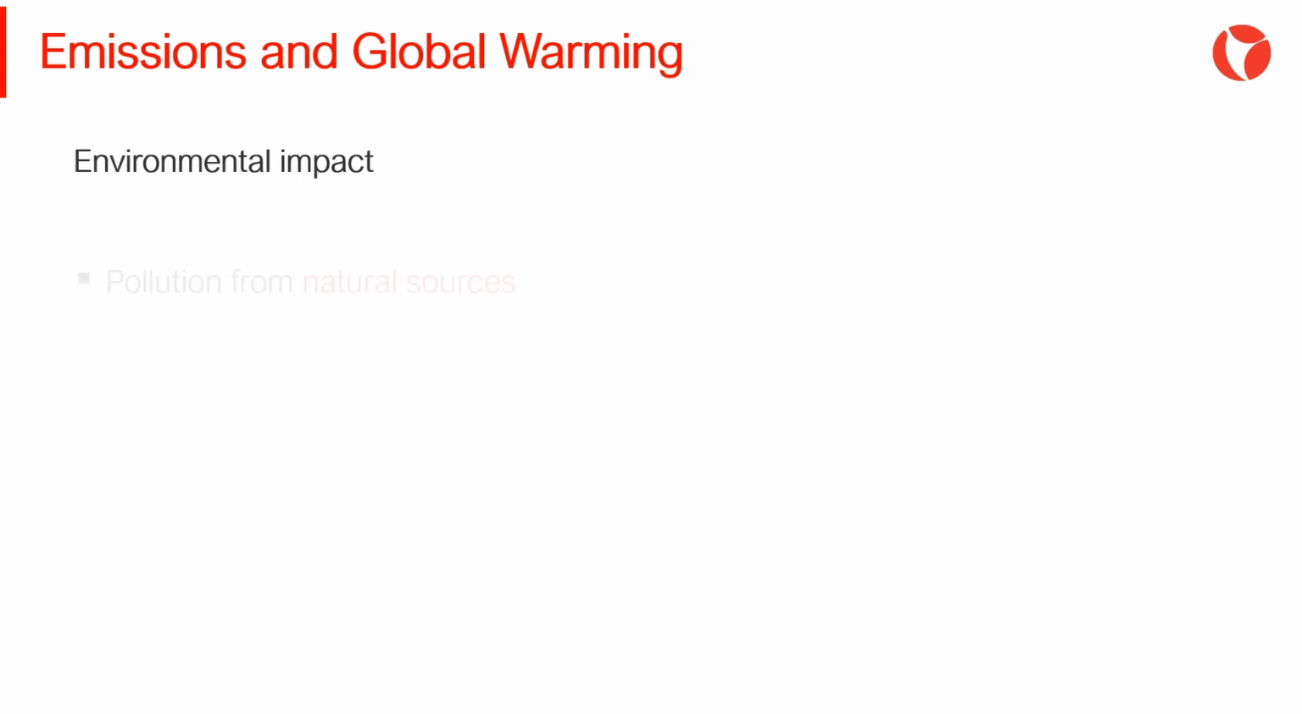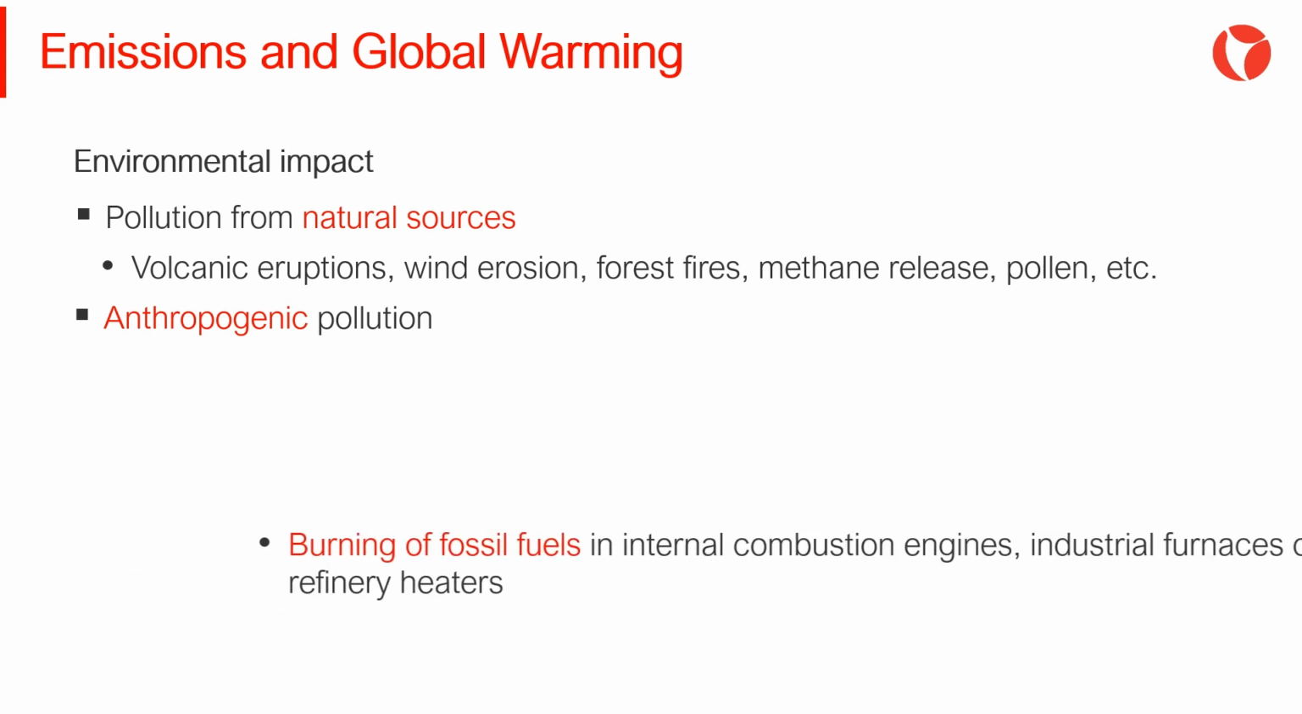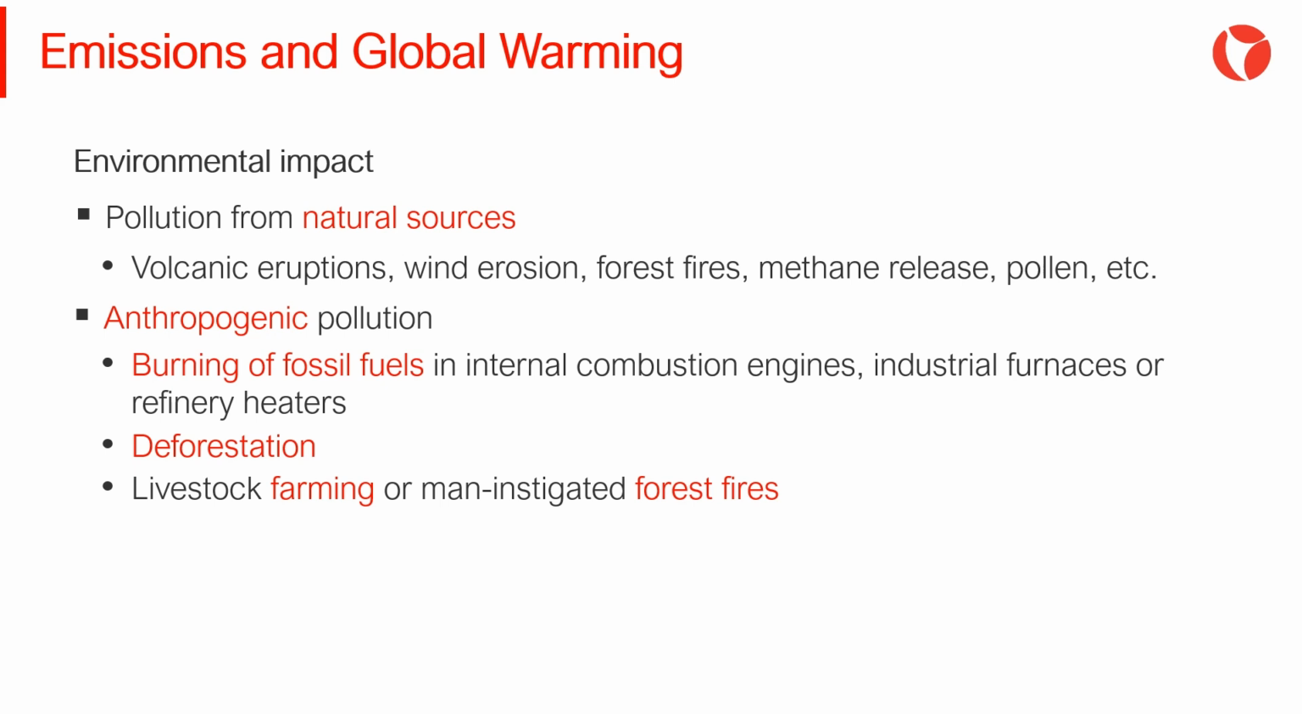Environmental impact. Pollution from natural sources includes volcanic eruptions, wind erosion, forest fires, release of methane gas, pollen, etc. Anthropogenic pollution is the one caused by men and refers to emissions associated with activities that involve, for example, the burning of fossil fuels in internal combustion engines or in industrial furnaces or refinery heaters, deforestation, and pollution associated with land use as livestock farming or man-instigated forest fires.